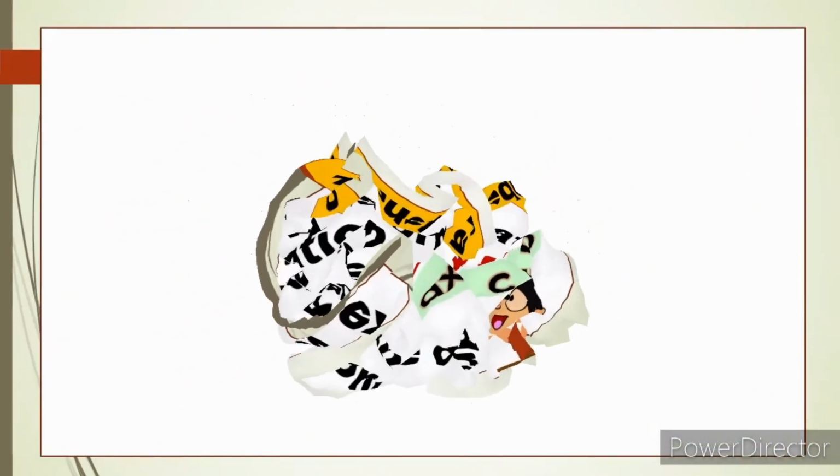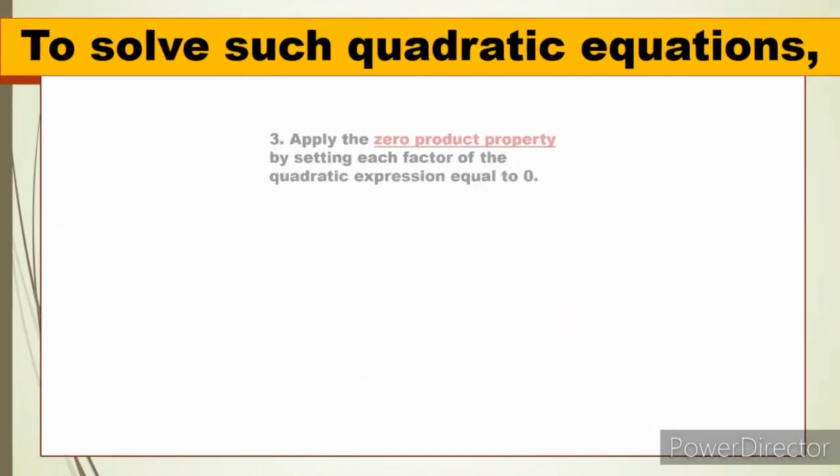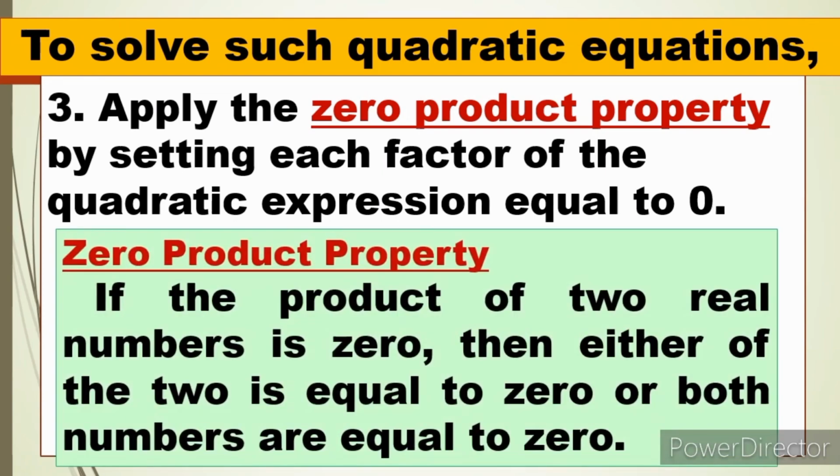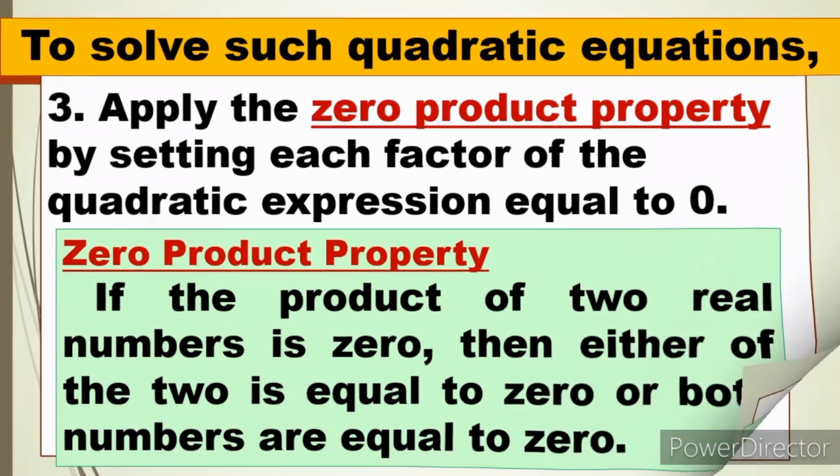Next, number 3, on how to solve quadratic equation, apply the zero product property by setting each factor of the quadratic expression equal to 0. What is the zero product property? Okay, so the zero product property: if the product of two real numbers is 0, then either of the two is equal to 0 or both numbers are equal to 0. So, ibig sabihin, yung factor na nakuha natin, equate natin sa 0.